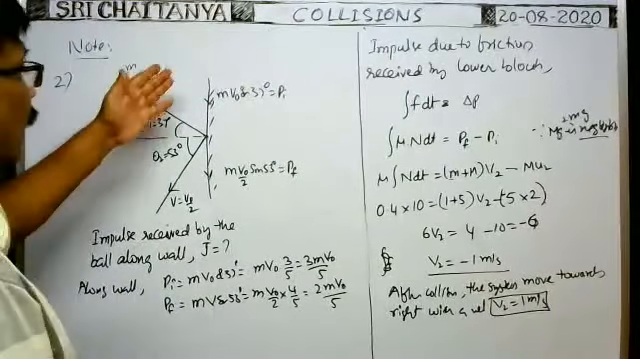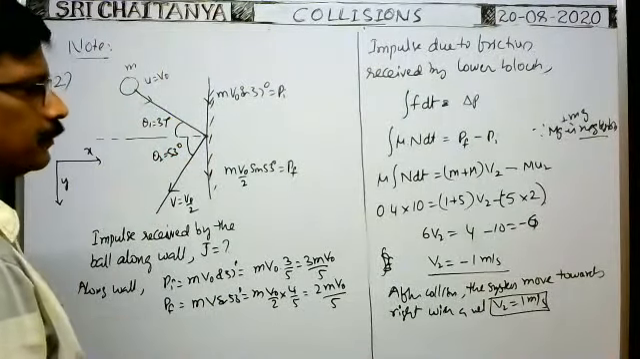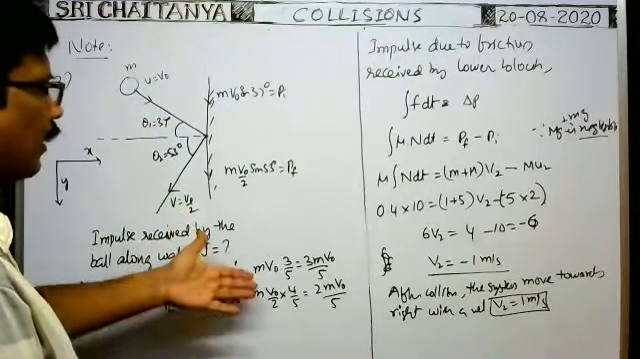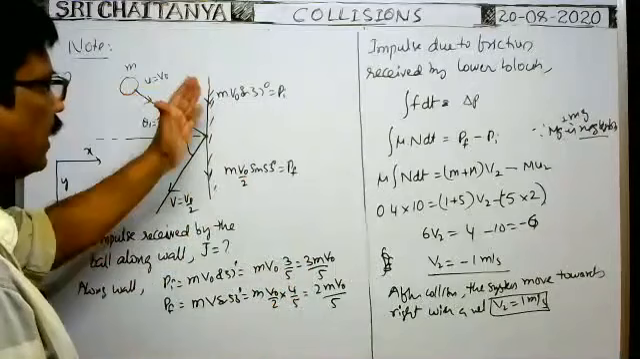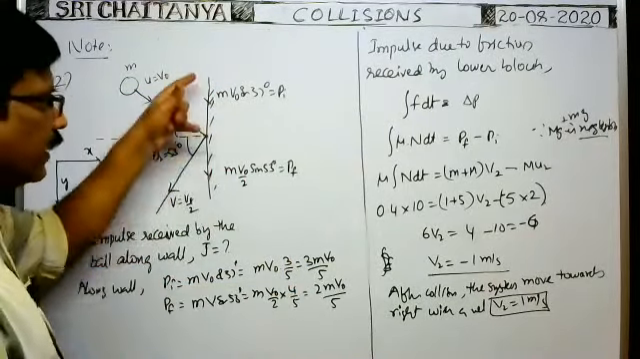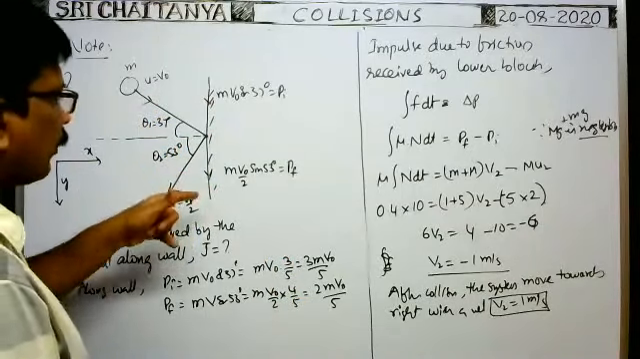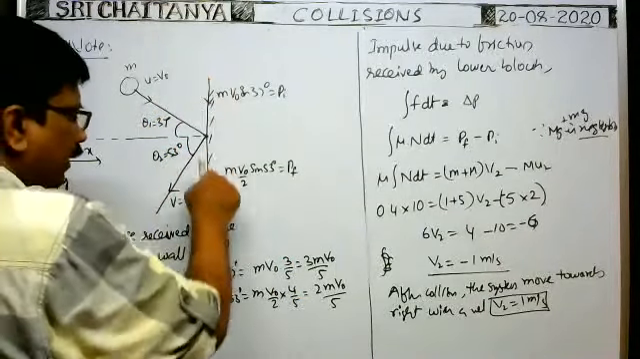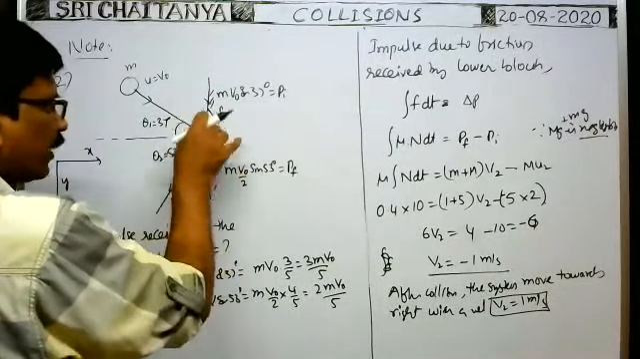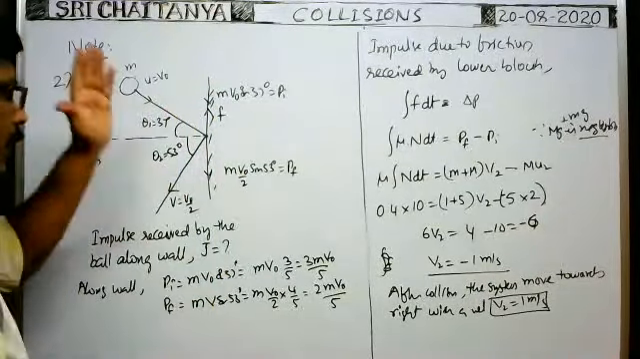That means along the wall there is a change in momentum. The momentum before and after collision along the wall is not the same, they are different. Momentum decreases after collision along the wall. As the momentum decreases in this direction, definitely friction acts in the opposite direction. So because of friction, some impulse is received by the ball along the wall.